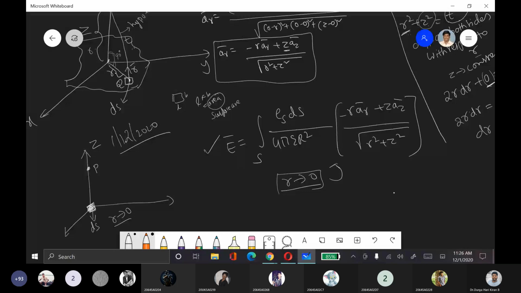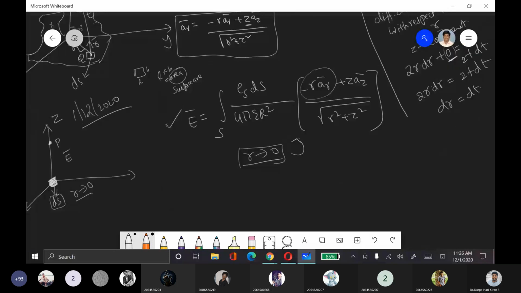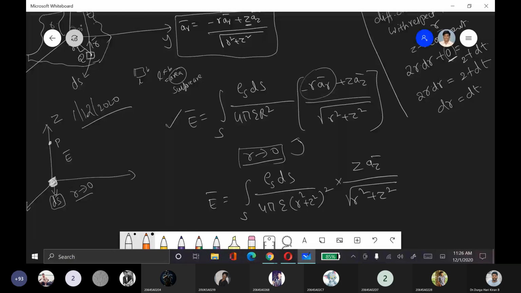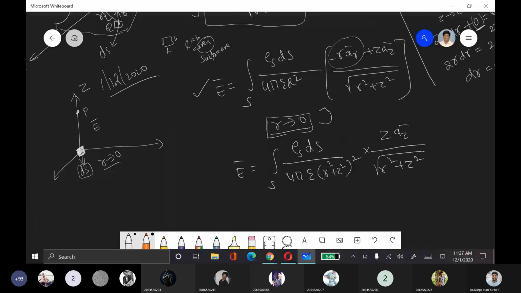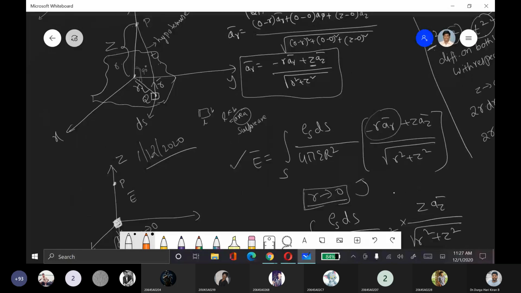So R tends to 0. This particular part will be equal to 0. So E bar is equal to integral rho s ds by 4 pi epsilon R square, where R square is here, that is R square plus Z square whole square, into Z bar by root of R square plus Z square. I am repeating, in the above equation I am considering R tends to 0, such that the part that I have considered, here I cut a small piece, I took a sheet, and this is an infinite sheet.